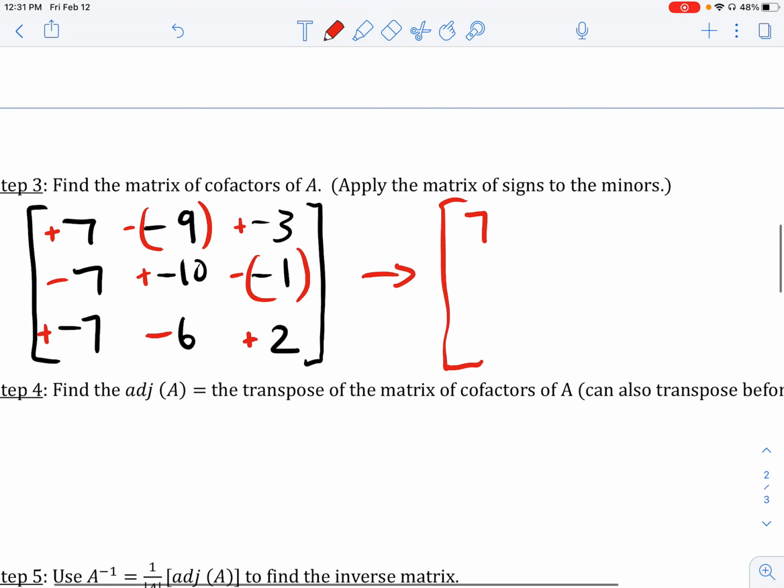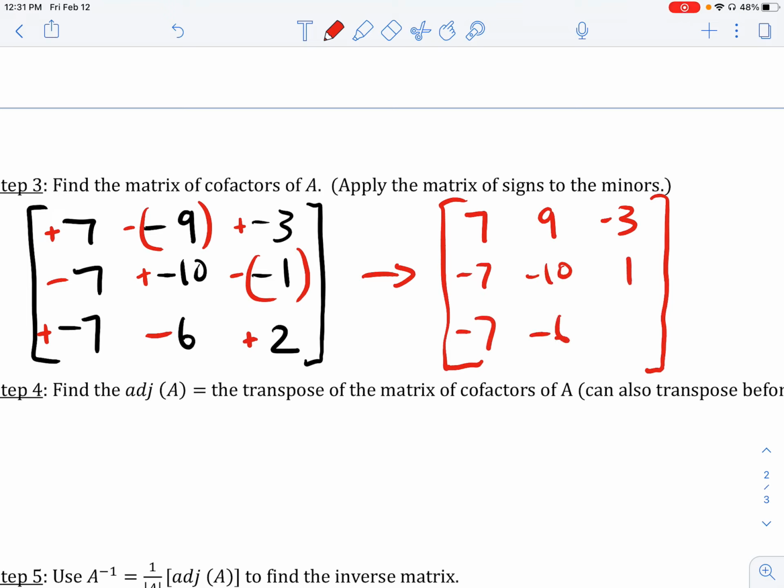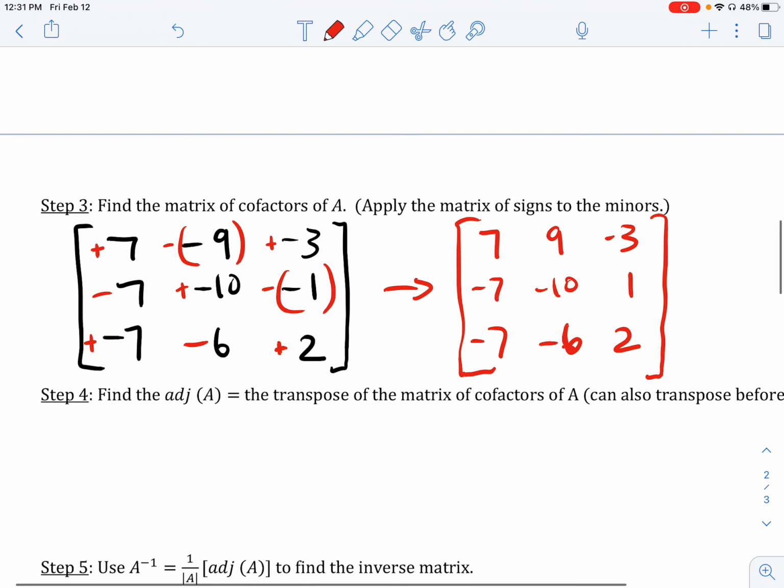So what does this matrix of cofactors look like? It was positive 7. Since we're taking a negative of a -9, that's positive 9. We're taking a positive of a -3, so we're going to keep that negative. And we're just going to go through and apply those signs: -7, -10, positive 1, -7, -6, positive 2. So this is, again, what we call our matrix of cofactors.